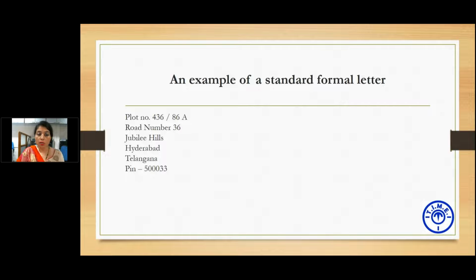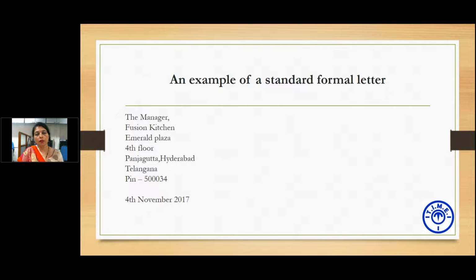We write plot number 436 by 86A, road number 36. So you understand the plot number is being mentioned, followed by the road number, the street number. Then the locality is Jubilee Hills, the name of your town or city, Hyderabad, the state, Telangana, followed by the pin. Leave a couple of lines and then address, in this case, the manager.